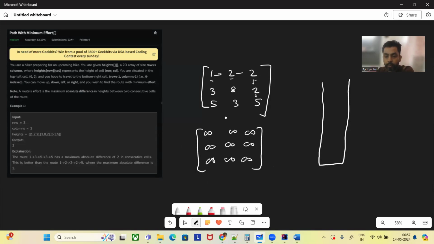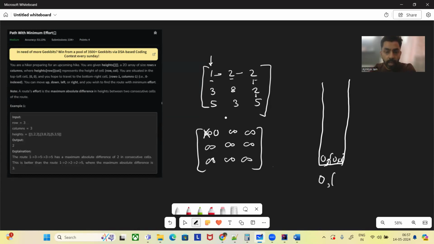And now what are we going to take in this priority queue? We are going to take the distance to reach a particular cell, and the location of the cell. So we're going to start with this one, top left. Initially the distance is going to be 0, and what is the cell position? 0, 0. Since we're starting with this position, we initialize with 0.